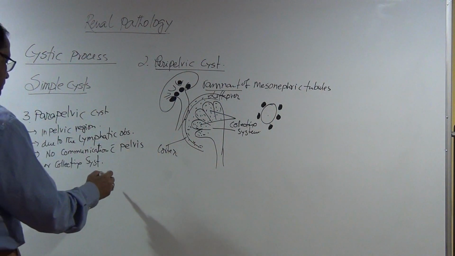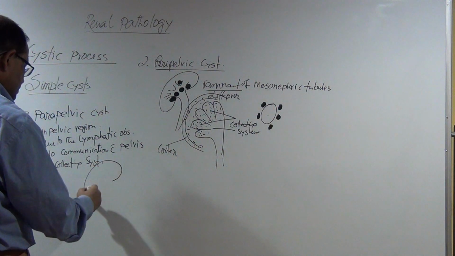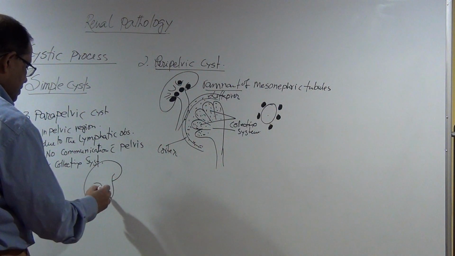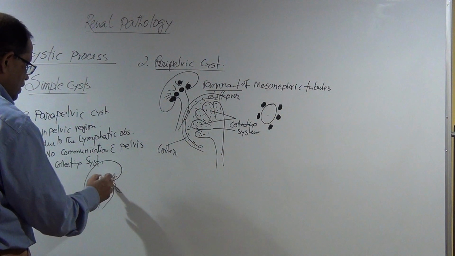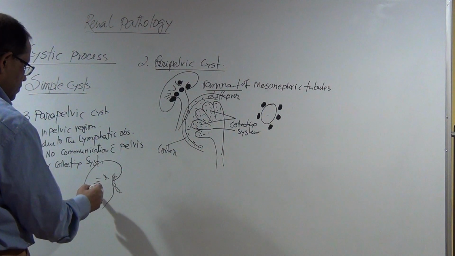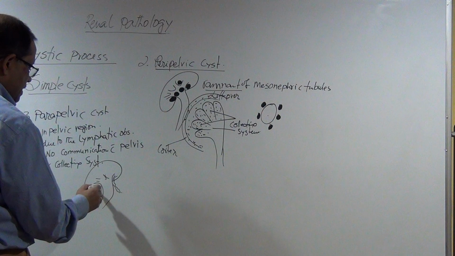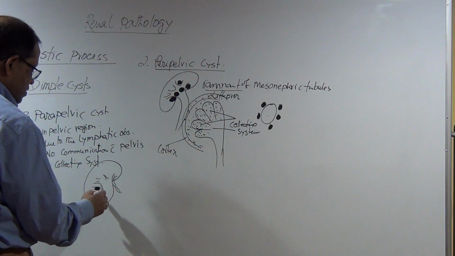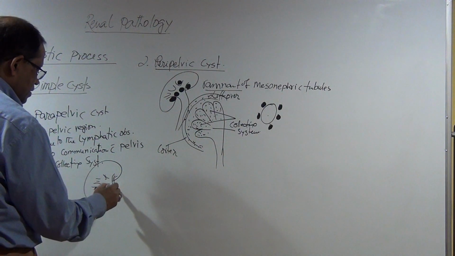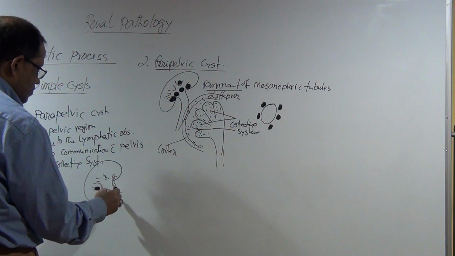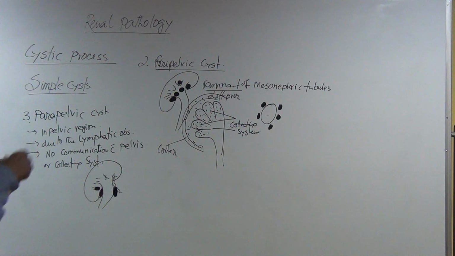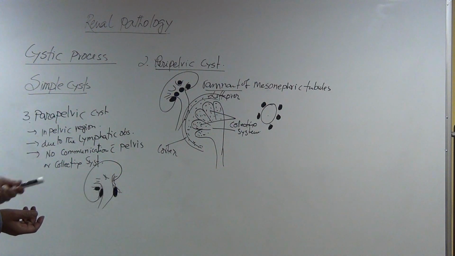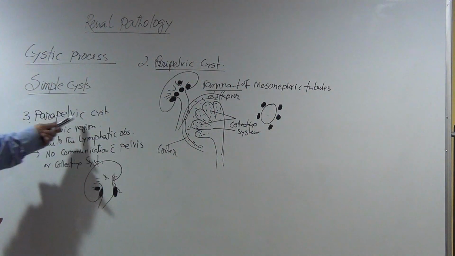and if this is the kidney, and the lymphatic vessels are going all over, and if there's obstruction of the lymphatic vessels, there will be fluid collection. So these are parapelvic cysts. So these 3 types of cyst: cortical cyst, peripelvic cyst, and parapelvic cyst.